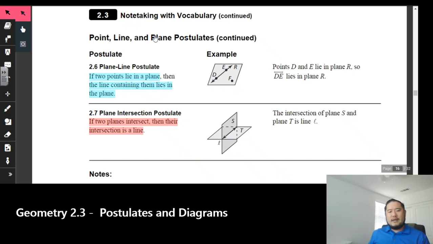Looking at 2.7, plane intersection postulate. If two planes intersect, then their intersection is a line. Very important postulate right there. You may see it on your tests and quizzes. Okay, very good one. Two planes intersect at a line. And right here, they're trying to show you what that line is with line L.